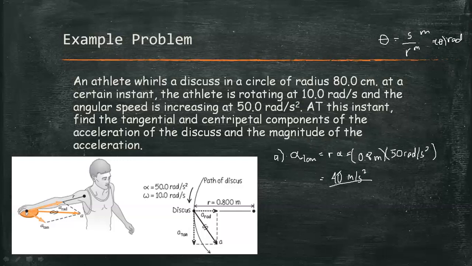So we have here the tangential acceleration. Now, for the centripetal acceleration, our formula is angular speed squared times the radius, which gives us 10 rad per second squared times 0.8 meter, which is equal to 80 meters per second squared.